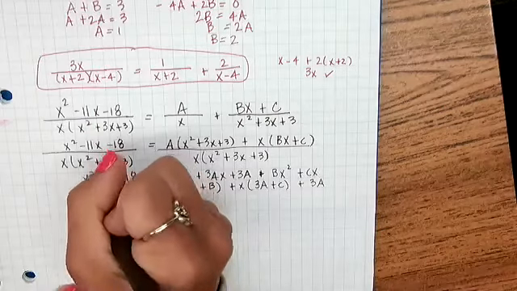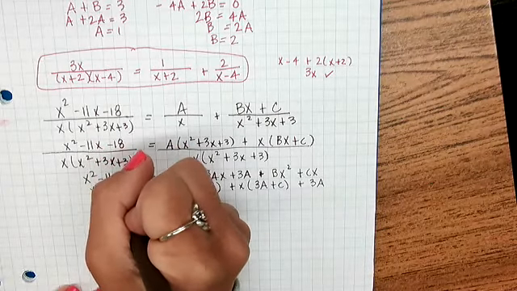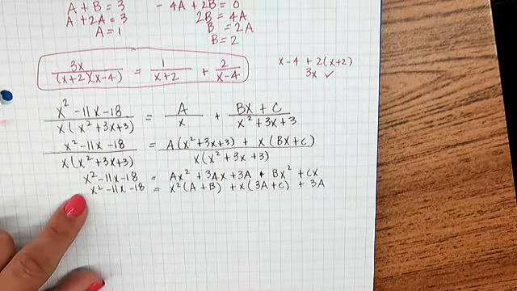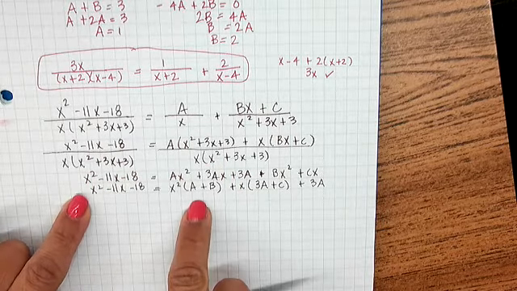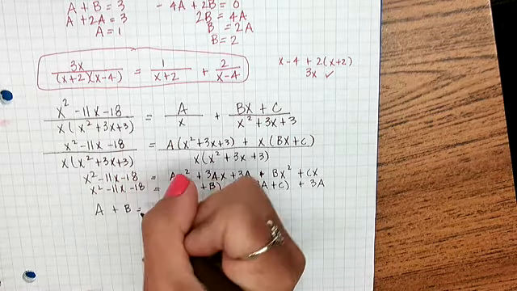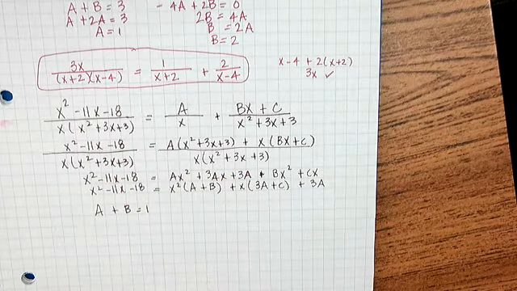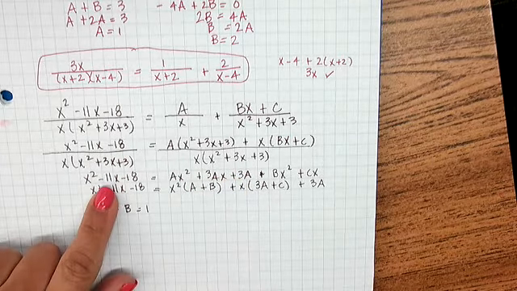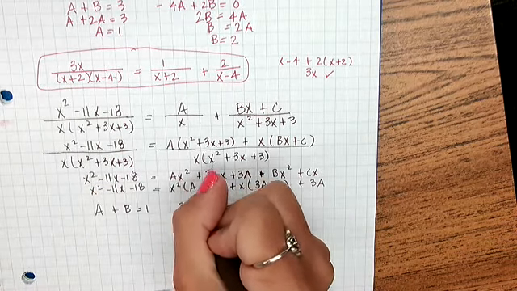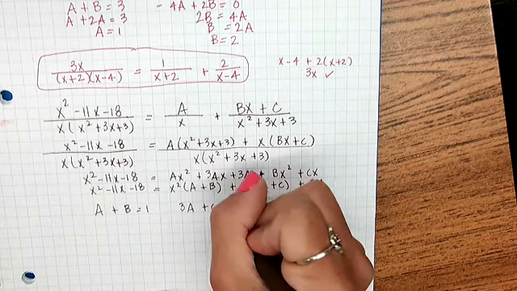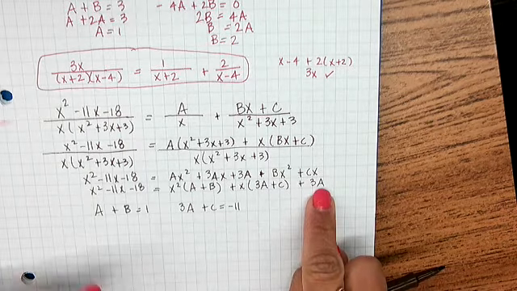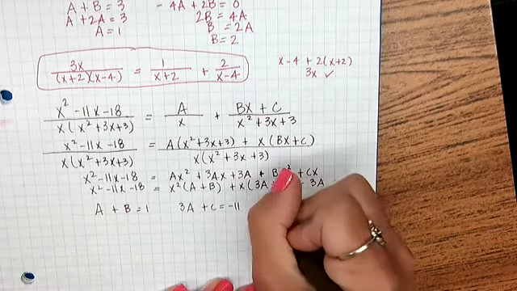My quadratic term, my linear term, and then my constant. Okay, oh, let me rewrite this. The coefficient on x squared is 1. The coefficient on x squared is a plus b. So a plus b equals 1. The coefficient on x is negative 11. The coefficient on x is 3a plus c. And then the constant is 3a. The constant is negative 18.